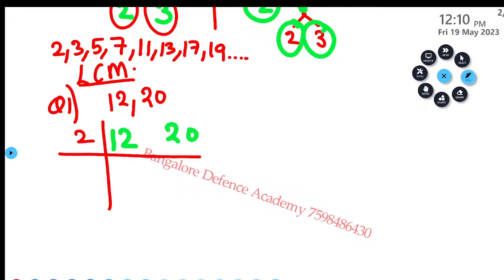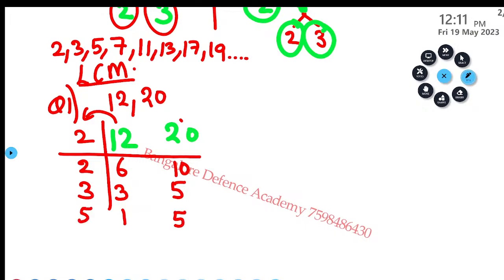So first let us divide 12 and 20 by 2. 12 divided by 2, I get 6. 20 divided by 2, I get 10. Now again divide 6 and 10 by 2, I get 3 here, I get 5 here. Now I will take 3, this is 3 ones are 3, I'll write 5 here, this is 5 ones are 5. Look at this now: 5 into 3 gives you 15, 15 into 2 gives you 30, and 30 into 2 gives you 60. So the LCM of these two is 60.